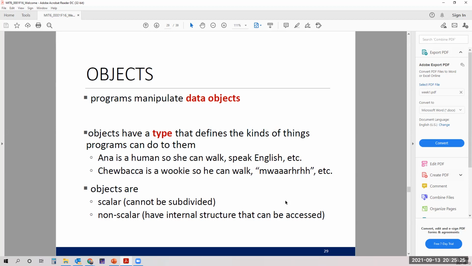For example, Anna is a human, so she can walk, speak English, etc. Then if we have a walkie, he can walk also. Scalar objects cannot be subdivided. Non-scalar objects have internal structure that can be accessed.